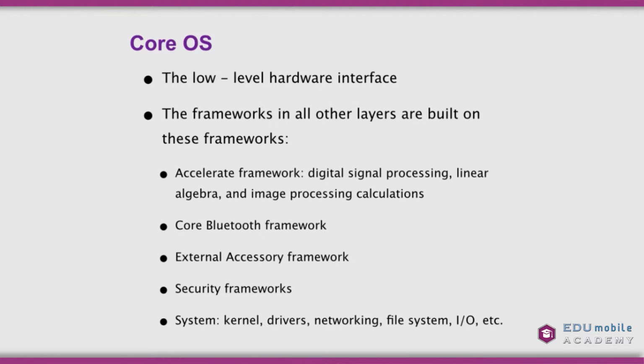We also have the core Bluetooth framework and the external accessory framework. These are exactly what they sound like. The security frameworks are built on this core OS right on the hardware. And then, of course, we have the system, which is the kernel, the hardware drivers, the networking system, the file system, input-output, and so forth. The underlying Unix system calls are located right here in core OS.